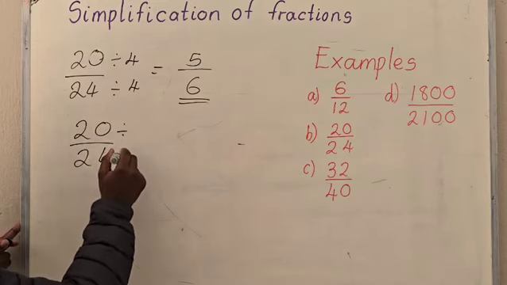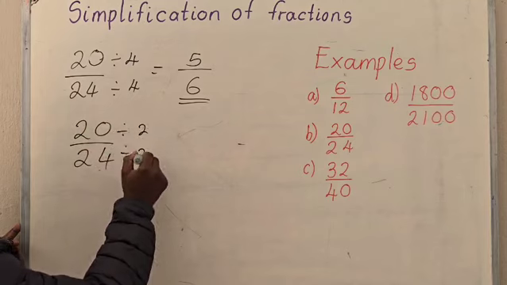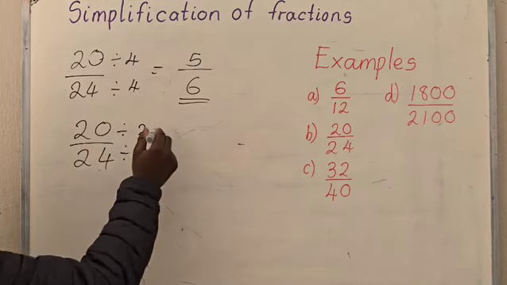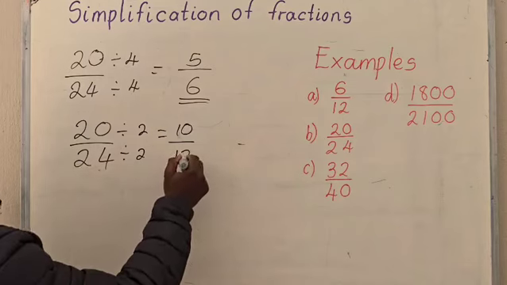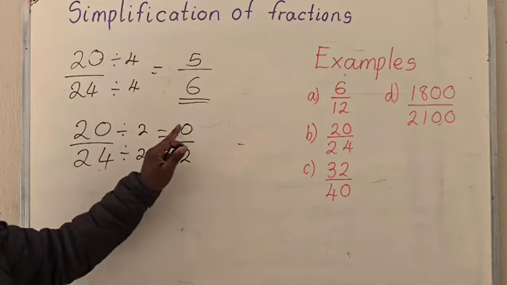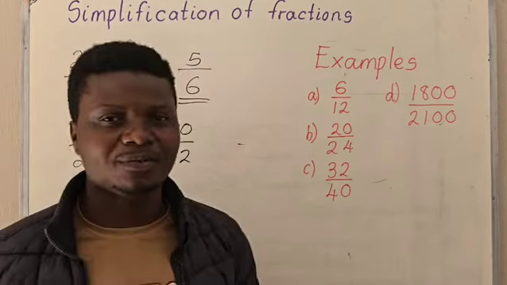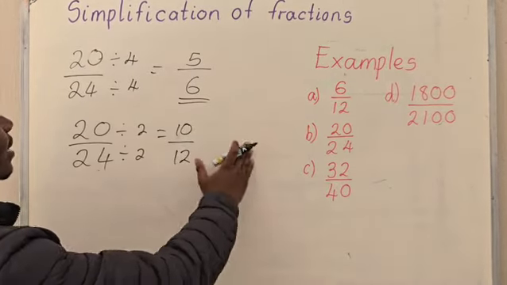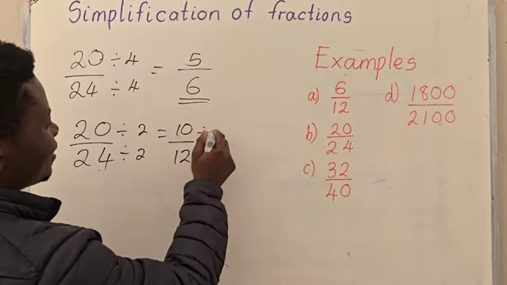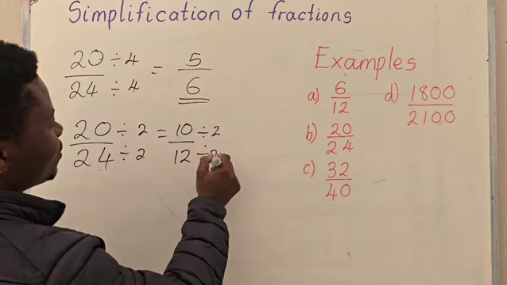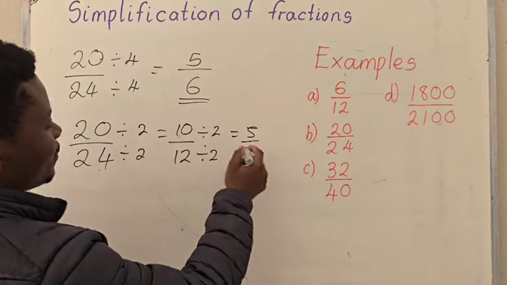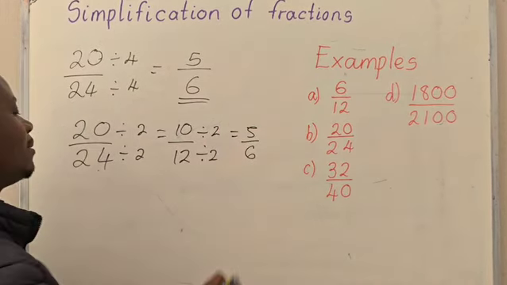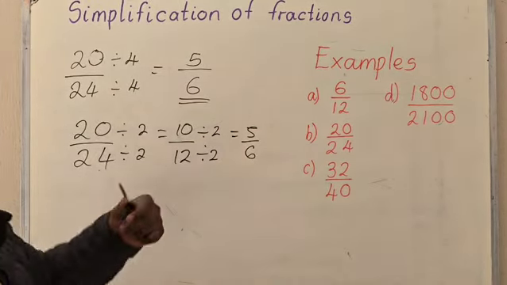Let's divide by 2, both the numerator and the denominator. What do we get? 20 divided by 2 is 10. 24 divided by 2 is 12. And is there a number that can simplify 10 and 12? Of course, 2 can. So let's still divide by 2 again. 10 divided by 2, that's 5. 12 divided by 2, that's 6. Any other number to divide? No, and our answers are the same.